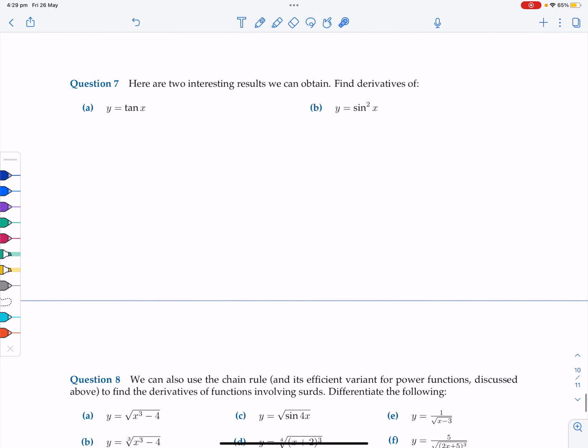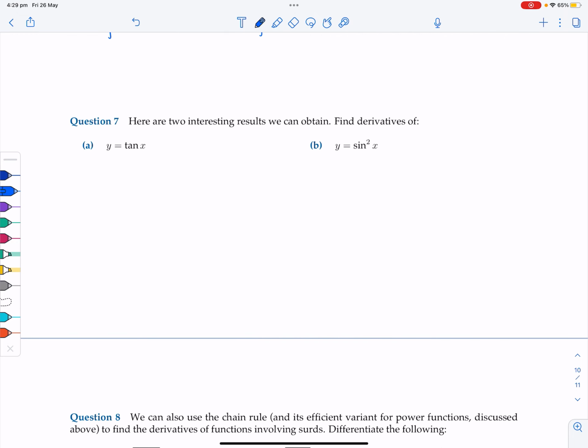Question 7. Here are 2 interesting results we can obtain. Now, I'm just going to do a third one, which I'm calling Z, because it comes before A, so it wraps around the alphabet and goes to the end. So I want us to find the derivative of cos x. Like I told you, the derivative of sine x is cos x, right? So what's the derivative of cos x? Well, I'm not telling you anything more. I'm not going to tell you what it is. We're going to work it out. The way we work it out is we'll express it as sine of, you know how it's 90 minus x, or pi on 2 minus x.